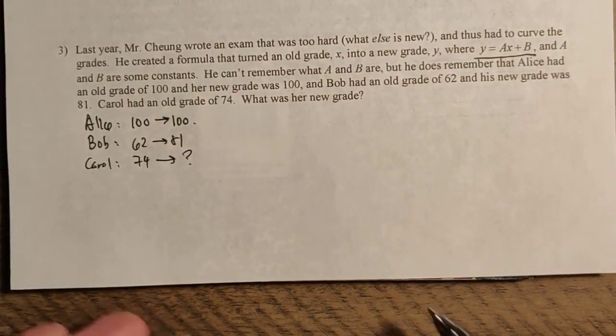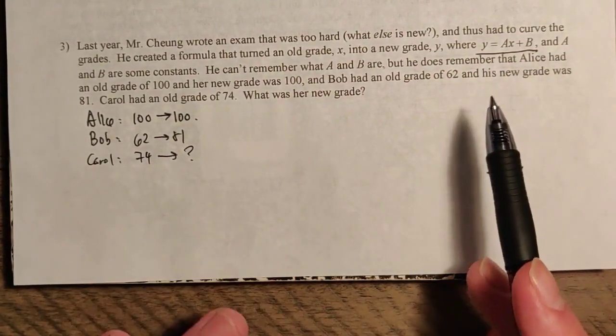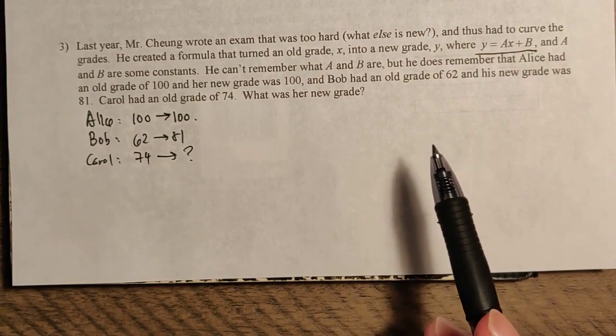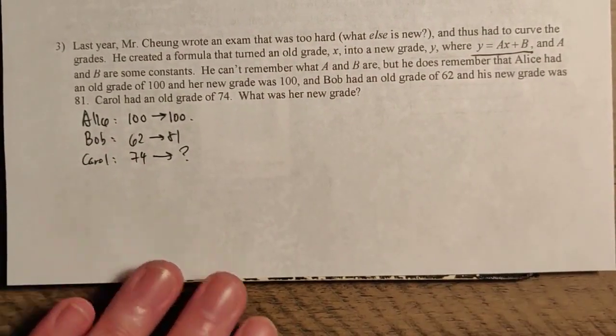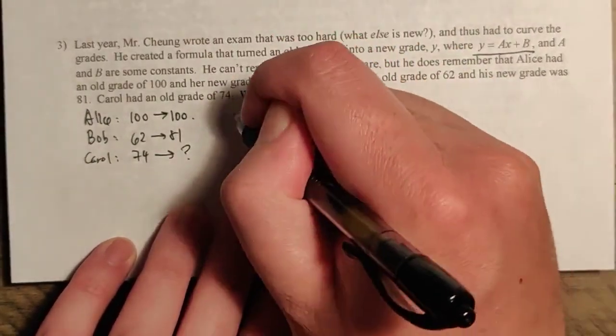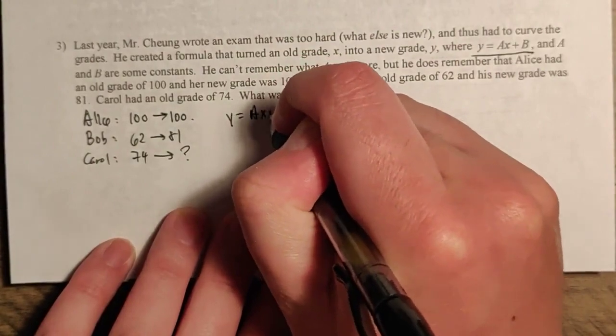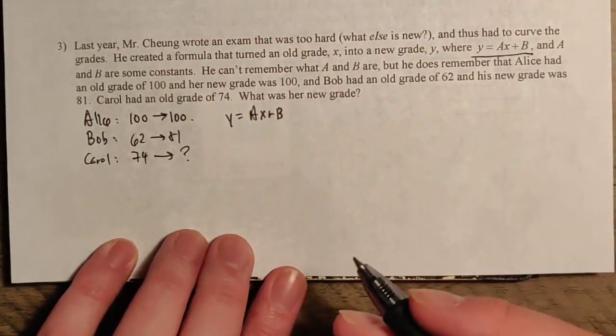Okay, so we know that there's going to be a line here, y equals ax plus b, so we can graph what's going on in this situation. Alternatively, if we want to think of this purely algebraically, we can go ahead and set that up. So in this situation, we know that our curve is going to be in the form y equals ax plus b, and we don't know what a and b are, but we do know two situations here. So we're going to look at these one at a time.